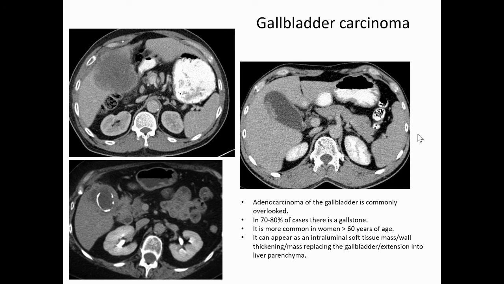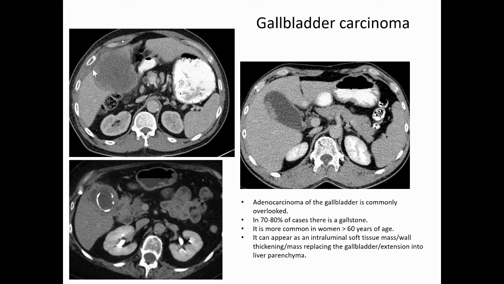Gallbladder carcinoma is quite rare, but when we diagnose it, it's usually quite advanced, and it's also easy to overlook, especially on ultrasound, because most of the time people who develop gallbladder carcinoma have a gallstone, and just the fact that there's a gallstone and the posterior shadowing can hinder our ability to diagnose carcinoma.